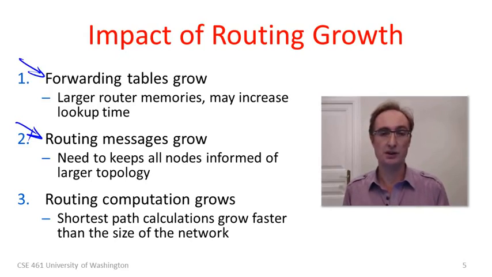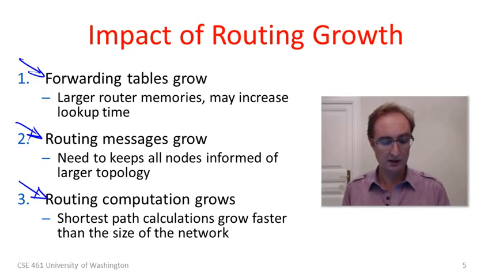As well as the size of the forwarding table itself, another concern is the number of routing messages which need to be sent around. As there are more places and addresses to reach, the number of routing messages continues to grow. And it can actually grow very quickly because not only are there more locations, but we need to be able to inform every node about what's going on in terms of paths to reach every other node. So there's a lot of growth there.